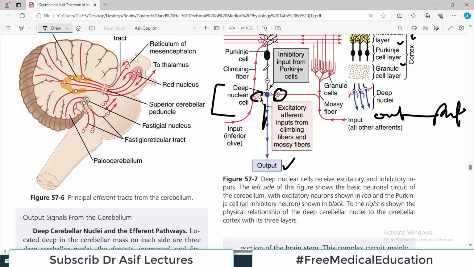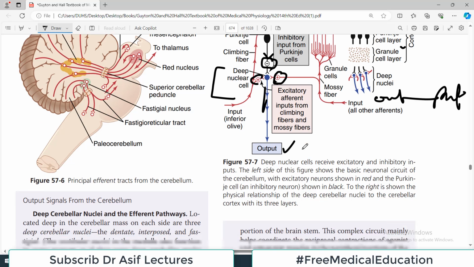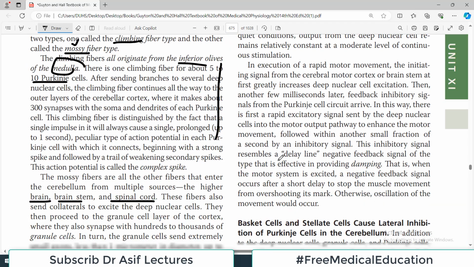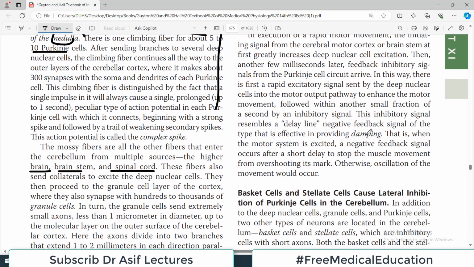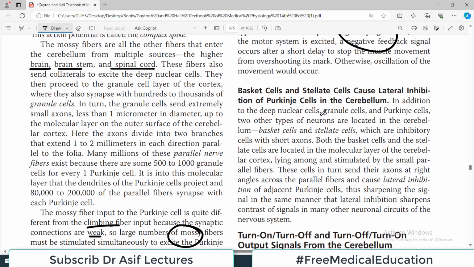But if the message goes through the Purkinje cell, it basically inhibits it. So there is a balance between when to excite and when to inhibit. Okay? And that inhibition we call relay or damping. Now, basket cells or stellate cells cause lateral inhibition of the Purkinje cells in the cerebellum.